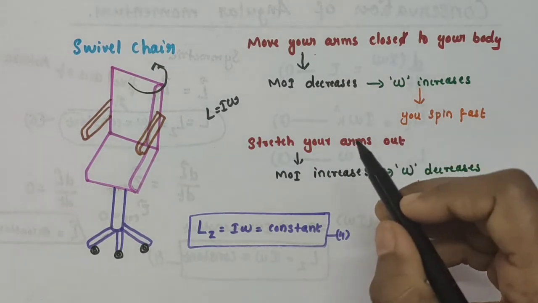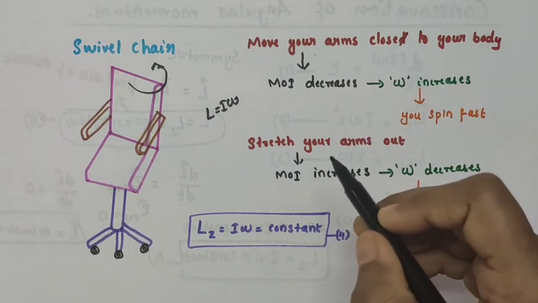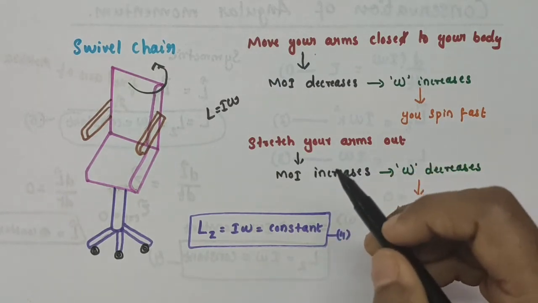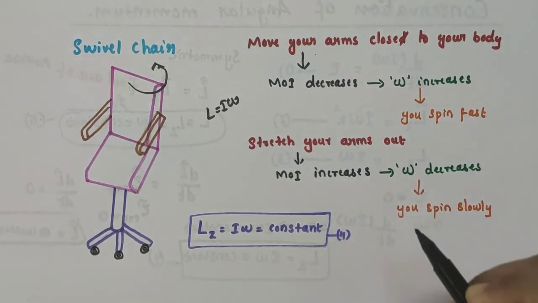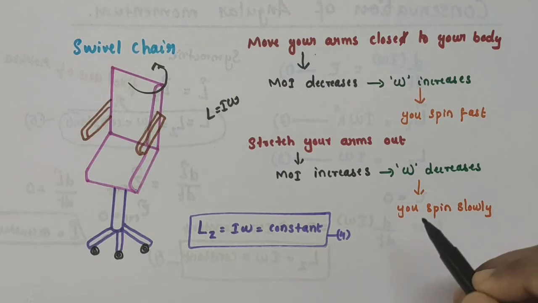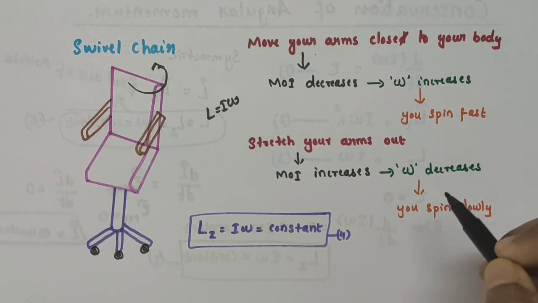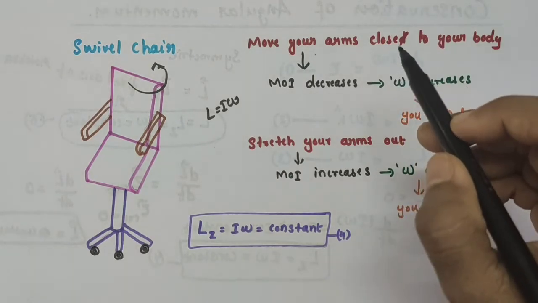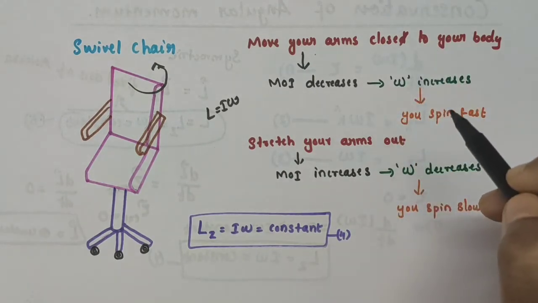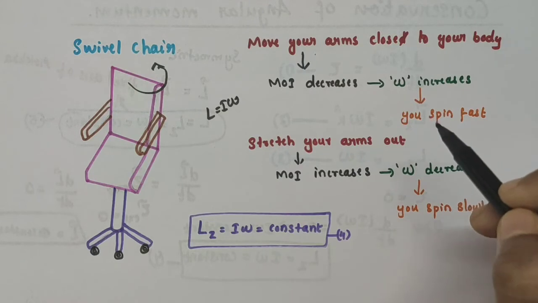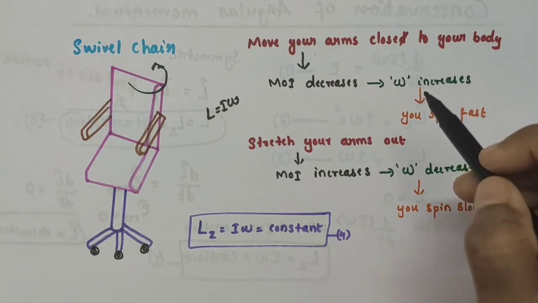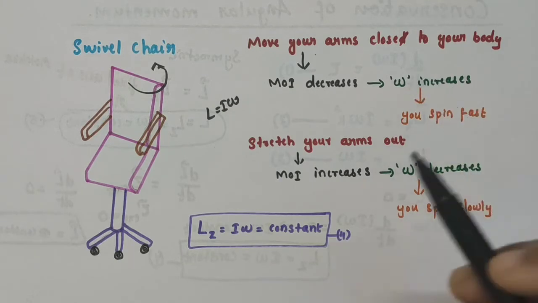Now stretch your arms out wide. You get slowed down. Your angular speed gets reduced. Now, if you bring back your arms close to your body, you start to spin faster again. That is, your angular speed increases. So, what is actually happening here?